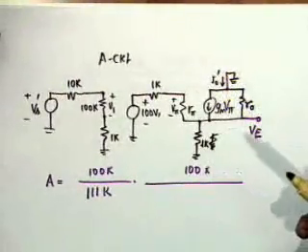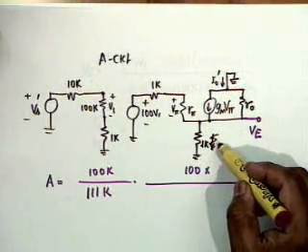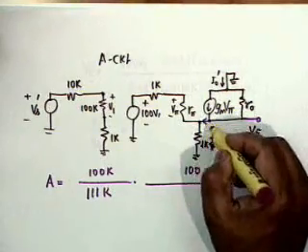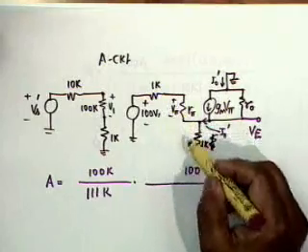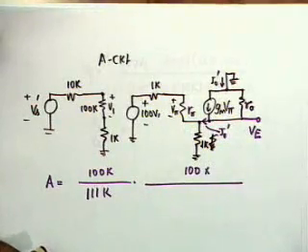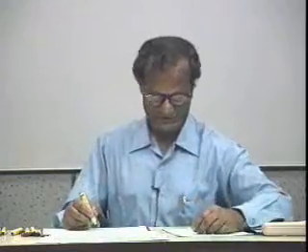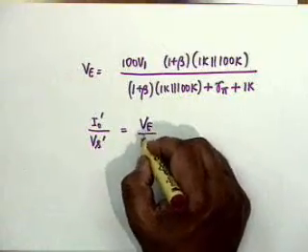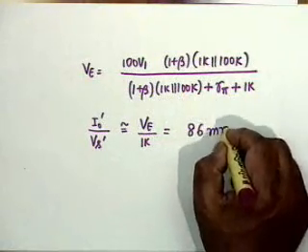If this is I0 prime, how does this current differ from I0 prime? This current is also I0 prime, but we have the base current here. So that is why that beta plus 1 comes, and since 1 can be ignored compared to beta, this is approximately the same as VE by 1K, which is 86 millimho, my calculation.